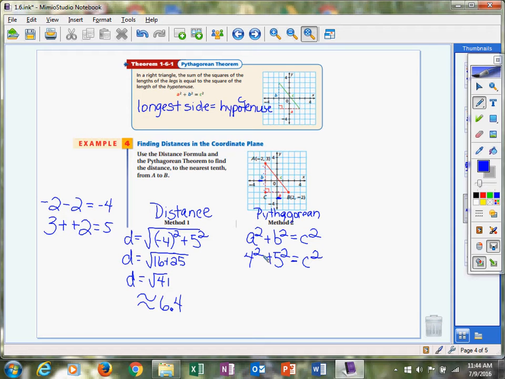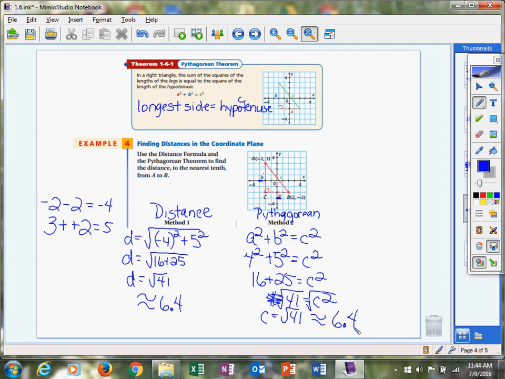And then let's square those, adding together. Sorry about the messiness. Now I'm not looking for c squared, I just want to know the length of that segment, which is just c, so you're going to have to take the square root of each side. So we have c equals the square root of 41, which is again approximately, if you round to the tenth, 6.4.